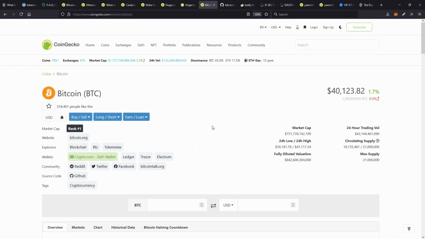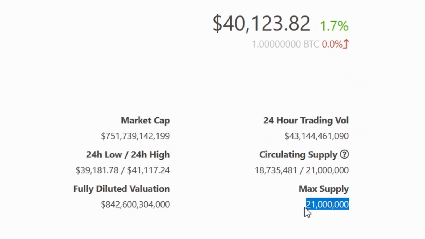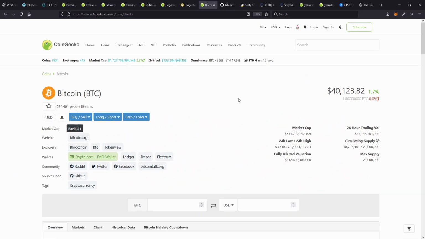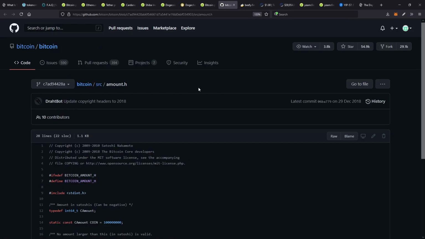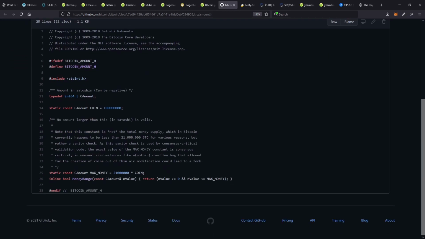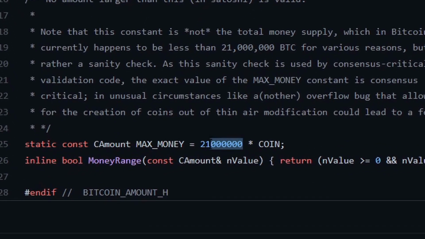Now, coming back to Bitcoin again, we can see, alright, we've got the max supply of 21 million, but wait, how can I actually verify that? Well, this is obviously different for every coin and every token, but if we come over to the Bitcoin source code on GitHub, we can go to the amount.h file, scroll down, and we can see it's hard-coded in to be no more than 21 million coins in existence right here.